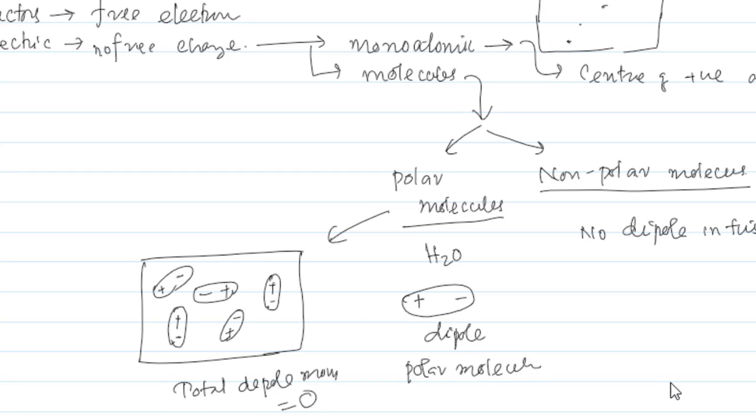Moment will be 0, because they will arrange in random directions, and finally they will arrange in such a way that the total dipole moment will be 0. That means the whole material will behave like a neutral object. Okay.